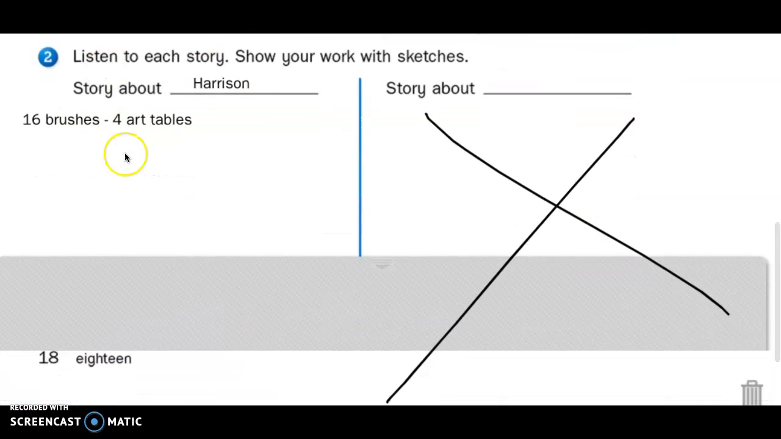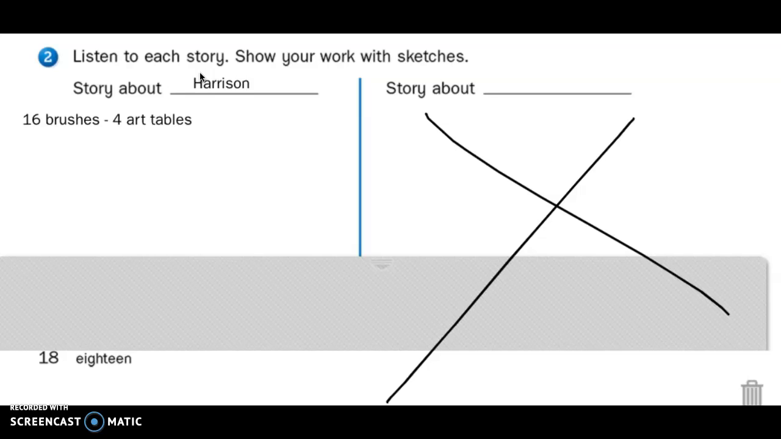Okay, I want you to try this one on your own. And then I'll get the answer, and then we'll go on to the next page. Okay, it says, listen to each story. Show your work with sketches. Story about, write Harrison on this line, and listen to my story.